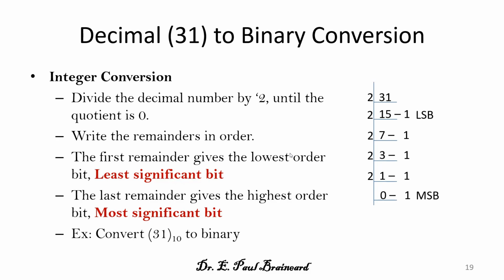Now write down the remainders after each division. The first remainder represents LSB and the last remainder represents MSB. So 31 in the decimal number system is equal to 11111 in the binary number system.